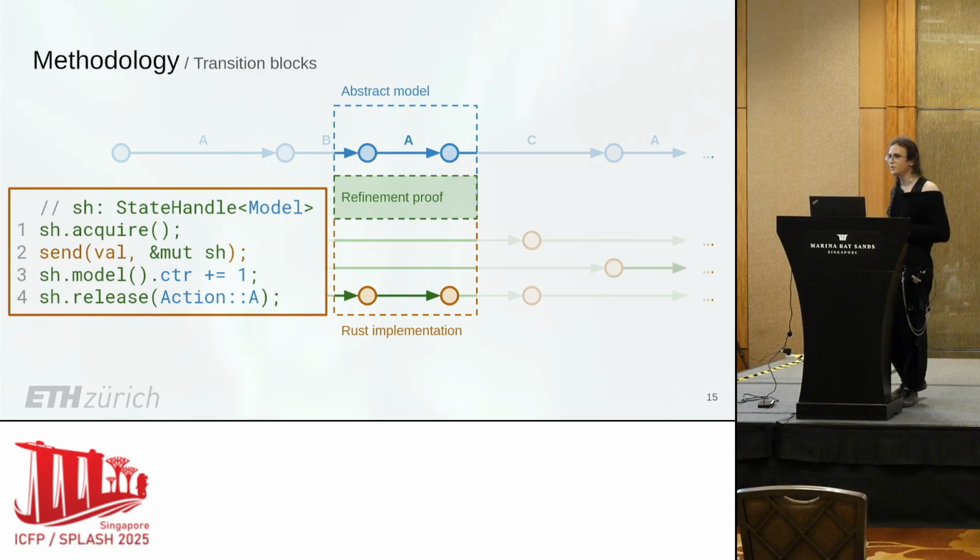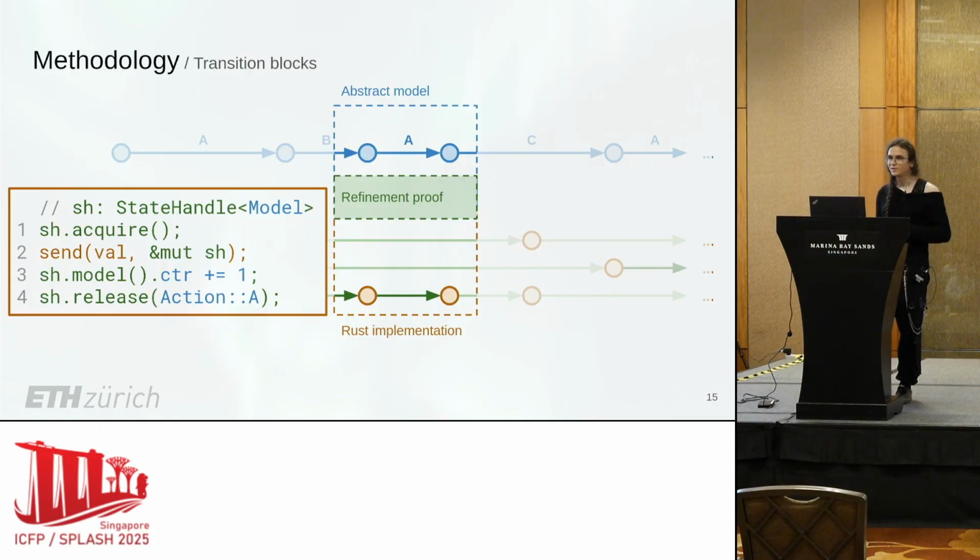To do this, we make the observation that most of what the implementation does is not relevant to the refinement proof, because most of what the implementation does is changes to the local state or bookkeeping or method calls, which just aren't observable by other nodes. And so the places where the action is actually taking place, where something is happening as far as the model is concerned, we delineate using what we call transition blocks.